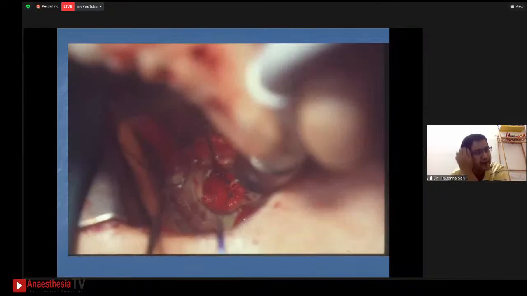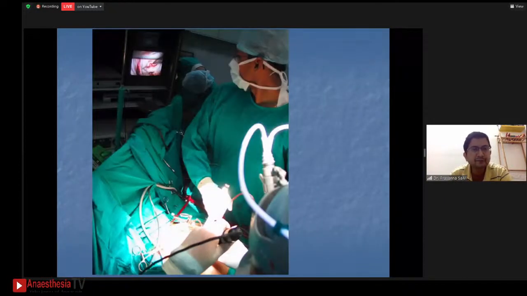So here we can see a patch closure of the ASD is done. And in cases where you feel that we might not get a sufficient view, what we do is we put in an endoscope, a 5-degree scope or a 0-degree scope, and we try to visualize through that and close the defect.